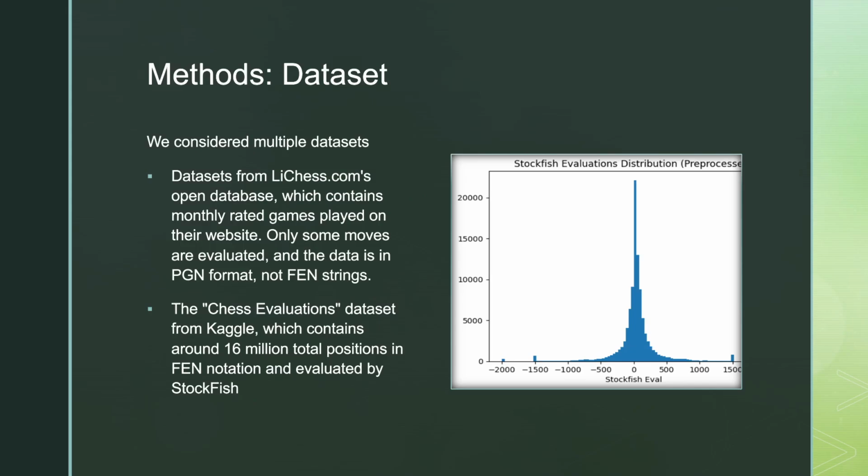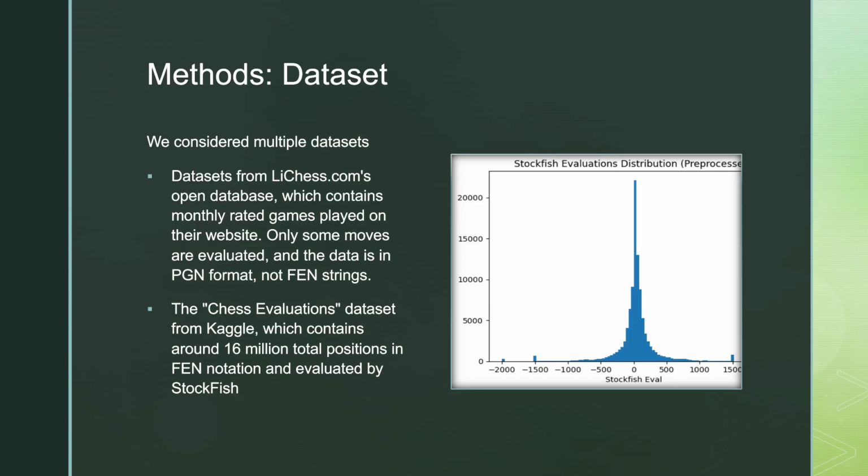For our data set, we considered a couple different sources. Our first option was from LeechChess.com's open database, which contains monthly rated games played on their website. But their database is in PGN format. Some moves are evaluated, so using their database would have required more processing to get the data that we're looking for.